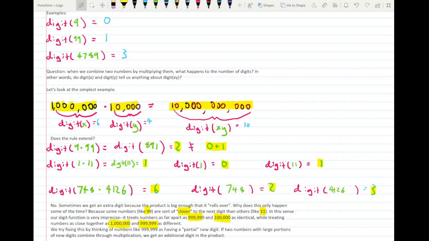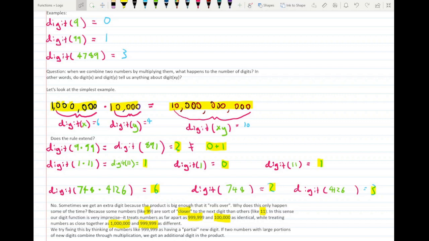To make our digit function useful, we want to have some way of quantifying the distance to the next digit, right? Otherwise, we've got this weird rollover effect, and we can't really effectively predict when we're going to get this extra digit or not, because we can't think about this distance to the next digit, right? So what if we added some sort of partial fractional element to the digit function, right?